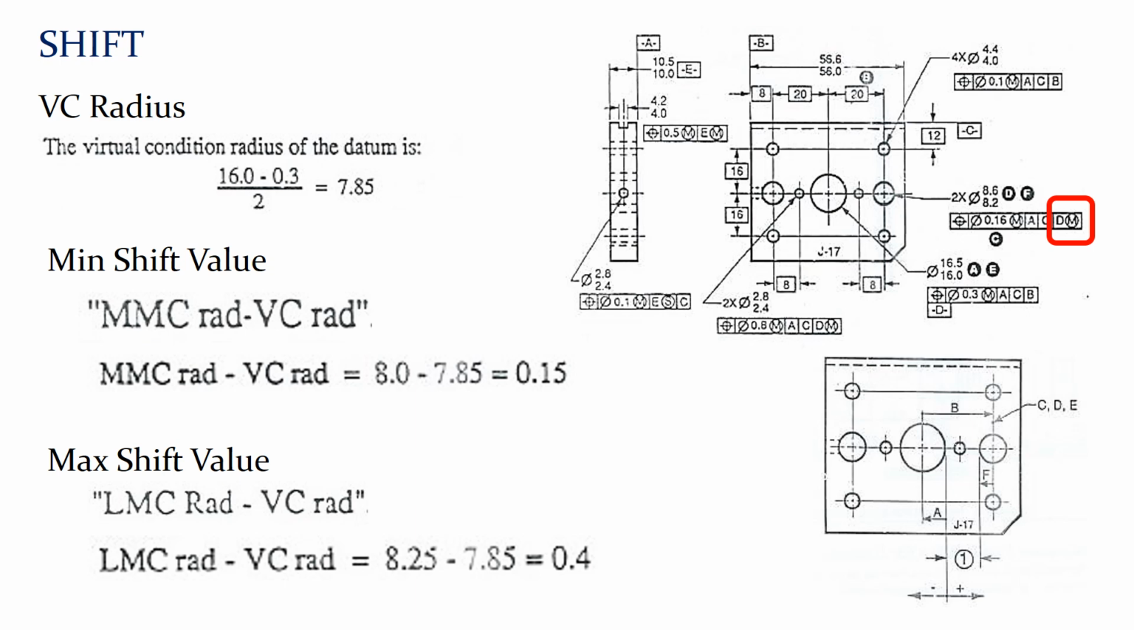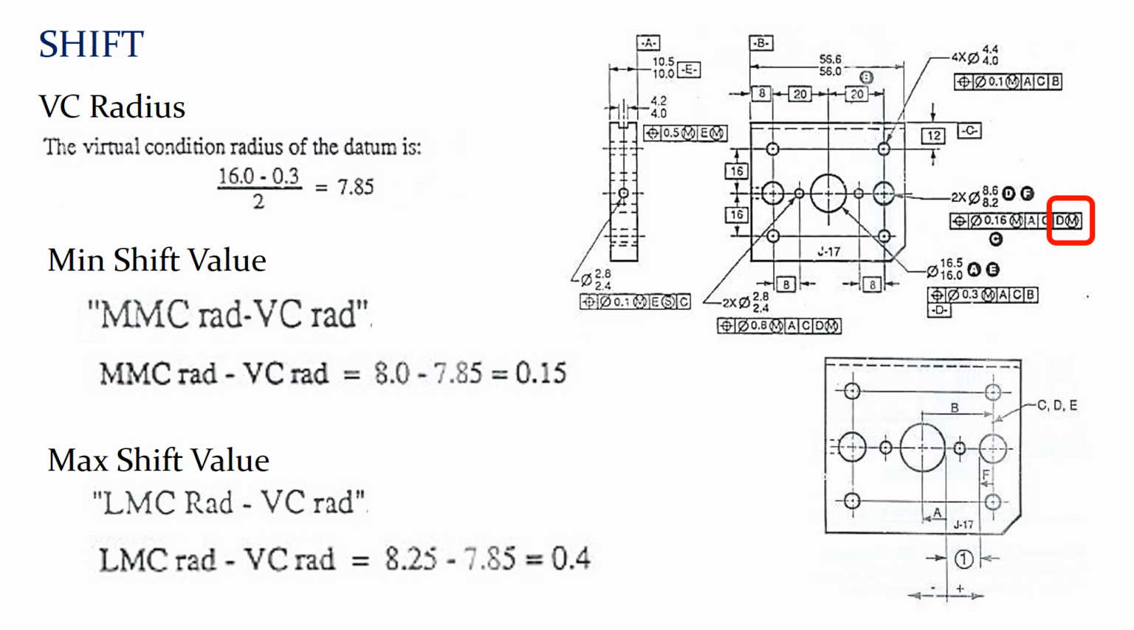Okay, minimum shift: the MMC radius minus virtual condition radius. The 8.0 is the MMC radius and minus 7.85 is the virtual condition radius, that is equal to 0.15. The maximum shift value: LMC radius minus virtual condition radius. LMC radius minus VC radius is equal to 8.25, that is 16.5 divided by 2, minus virtual condition radius 7.85, that is equal to 0.4.